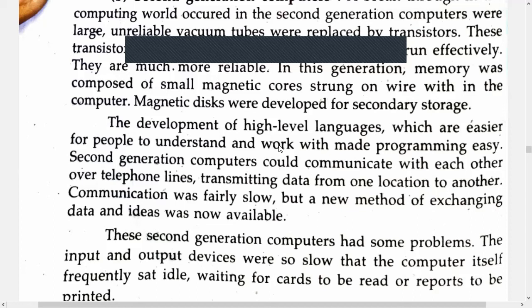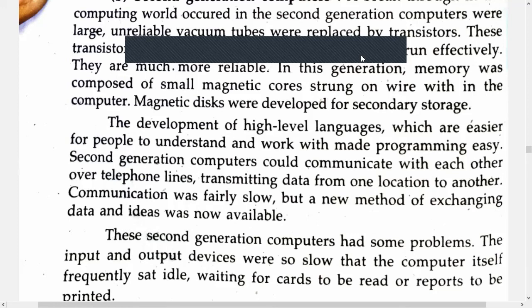Earlier, in the first generation, it is only machine language. You have to convert everything into numbers, 0 and 1, binary digits. And in the second generation, even the network. The first generation has to work on its own. It can only function on itself. It cannot communicate with other computers.